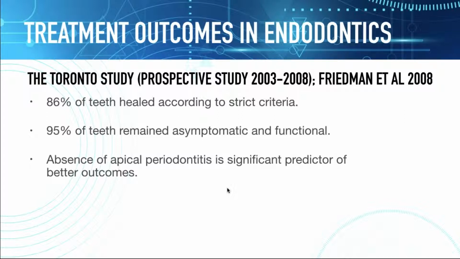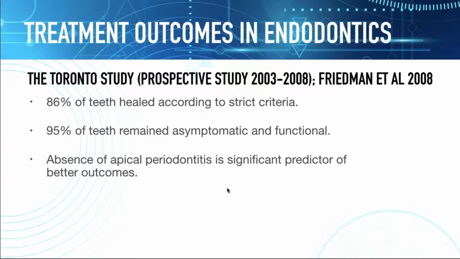86% of those teeth healed according to the strictest of criteria, according to the PAI index, or the periapical index. 95% of those teeth remained asymptomatic and functional. Now, this included those teeth that were healing. So they may have actually, if enough time had passed, gotten into that other category of complete healing. The absence of apical periodontitis was the most significant predictor of a better outcome.